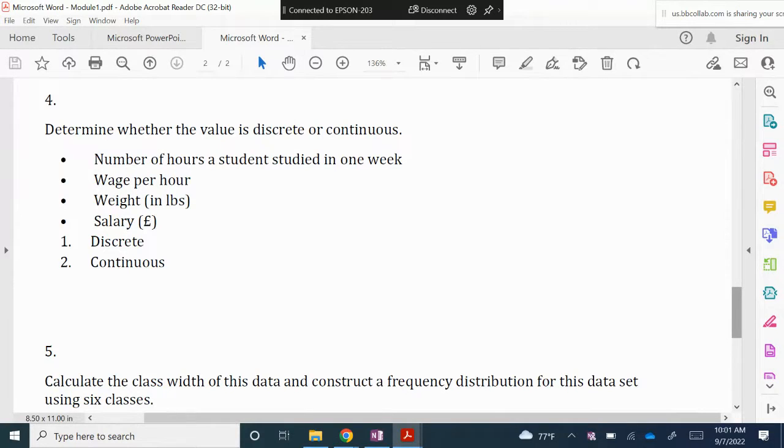Weight is continuous. Wage per hour was discrete? Discrete. Okay. Right? Because you're going to get paid, let's say, exactly $20 an hour or however much, but it's a countable set, no more, no less. Whereas the number of hours you studied in a week, you can say you studied an hour, but you might have studied a little bit more than an hour. You might have studied a little bit less than an hour. So time and weight are definitely continuous variables.